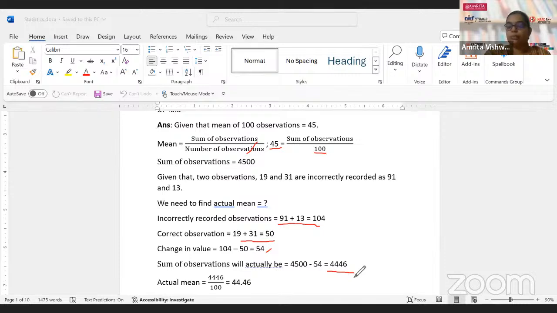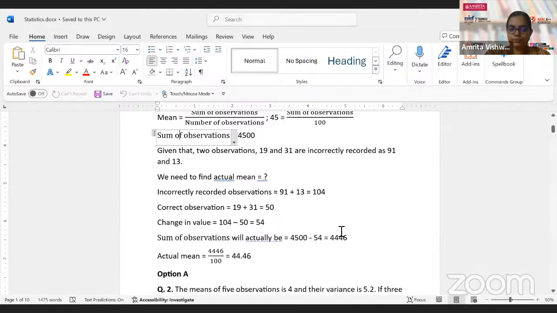Now I know the number of observations. I know the actual total value. If I have both of them, it's just the sum of observations divided by the count. So it is 4446 divided by 100, which is 44.46. So the answer for this question is option A.